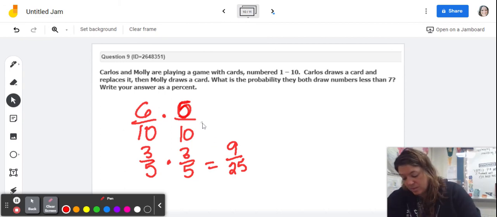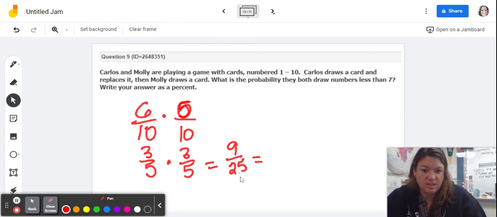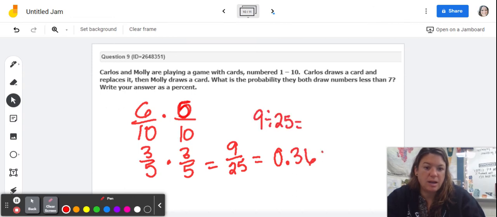So this would simplify to 9 divided by 25, which is 0.36. So I just divided this on my calculator. I did 9 divided by 25, and that gives me the decimal. And then I multiply this by 100 to get the percent.